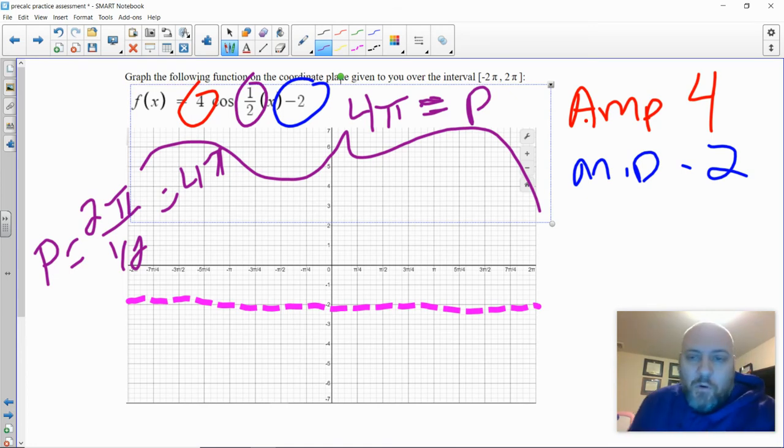So my -2 plus 4 means I'm going to start at negative 2. I'm going to go up 4 for a maximum at positive 2. My cosine curve starts at the maximum on the y-axis. As I do not have a horizontal shift, I'm going to start there at 2.